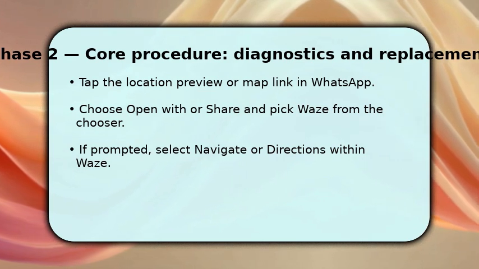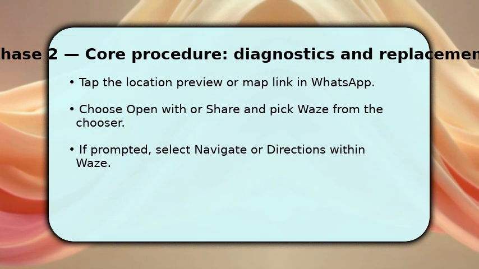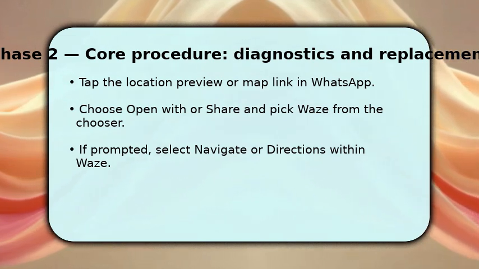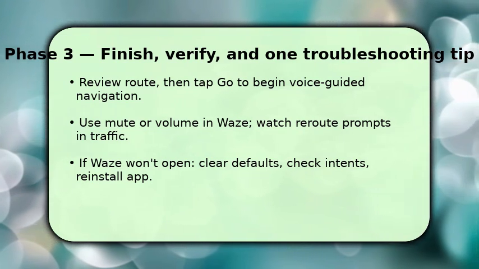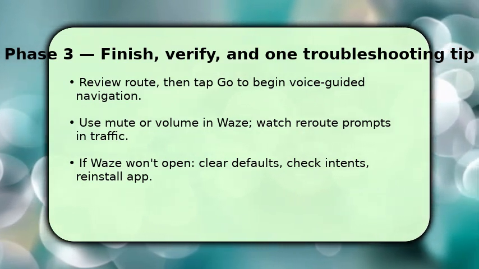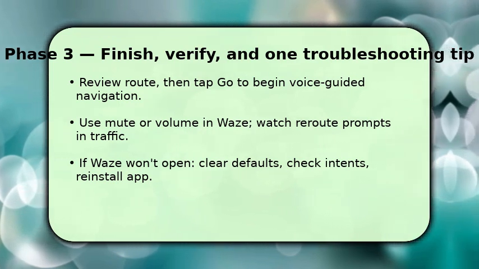Make sure you pick Drive if multiple transport modes appear. If you want a different arrival point, edit the address before starting navigation. You see the route in Waze, review the turn list in ETA, then press Go to begin guidance. Make sure your phone volume and Waze voice settings are set, and adjust if you miss prompts.